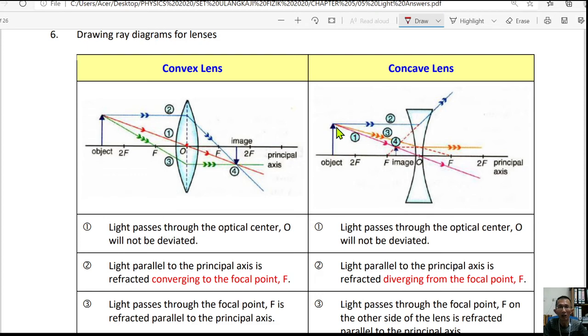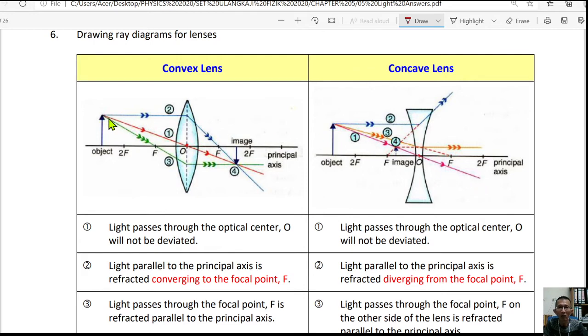Is it red? Almost red, but it's almost purple as well. So if I draw a line and it hits my optical center, it will just go straight. That is line number 1. Let's say it's purple lah. Yeah.